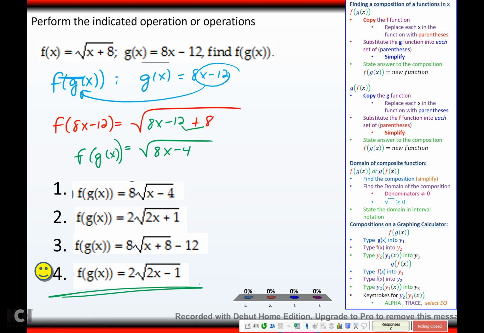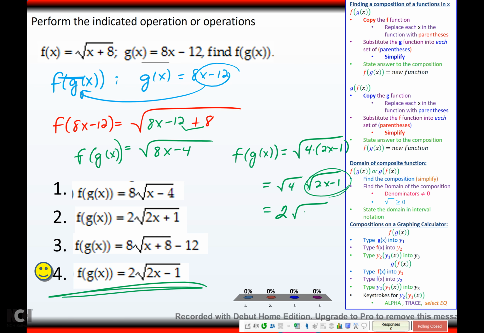But why is this the answer then? Well, because what he did was inside that radical, he factored out a 4. And that would be 4 times 2x minus 1. There's a law that says when you take the square root of a product, you can square root them separately. Well, the square root of 4 is 2. And I can't simplify that anymore, so I leave that underneath, and that's where they got f of g of x equals 2 times the square root of 2x minus 1.